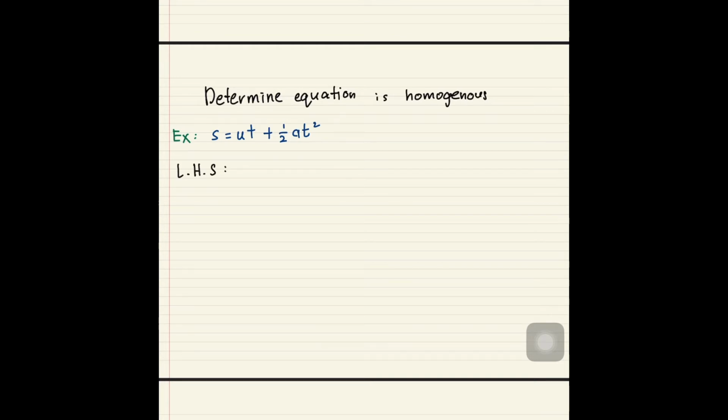Okay, this is the equation s, which is equals to length. The right hand side, you have the equation of ut plus half at squared. Okay, since this one is an equation, so I'm going to put a square bracket over there.